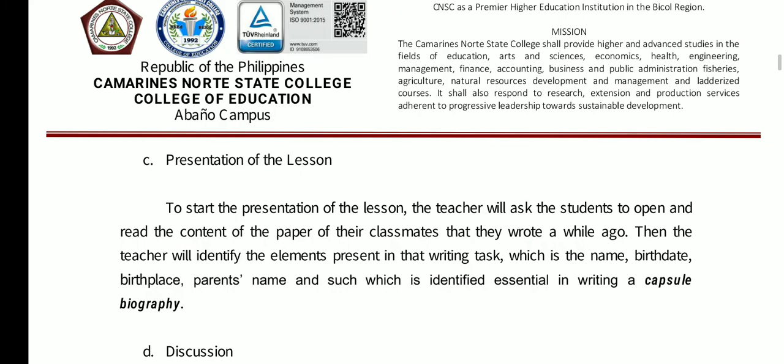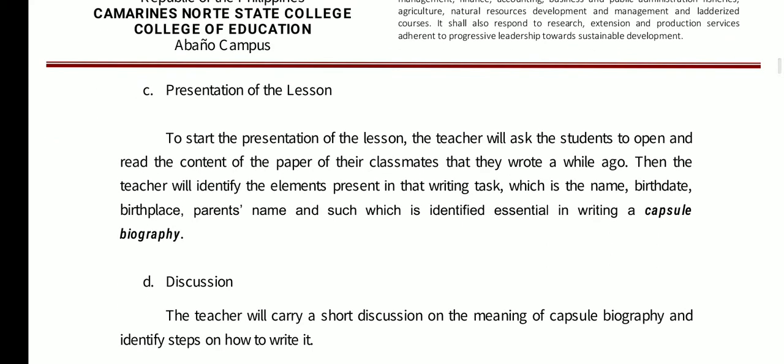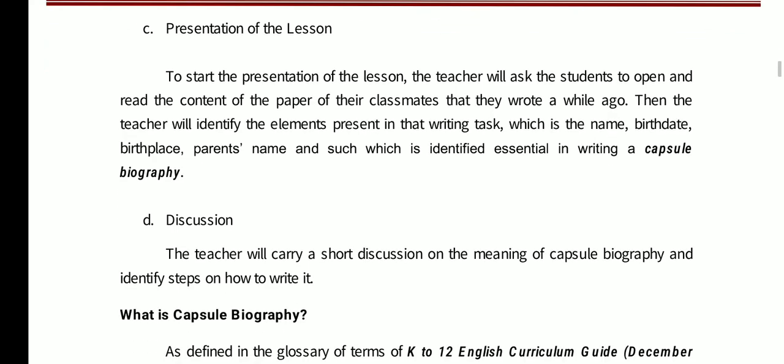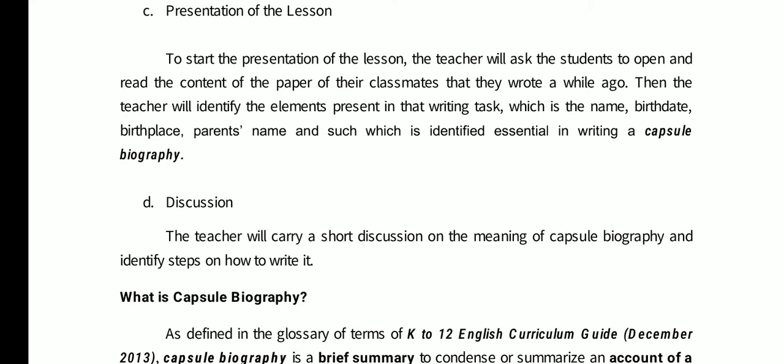Okay, so presentation of the lesson. The teacher will ask the students to open and read the content of the paper of their classmates that they wrote a while ago. Then the teacher will identify the elements present in that writing task, which are the name, birth date, birthplace, parents' name, and such, which are identified as essential in writing a capsule biography. So now here, capsule biography is highlighted.